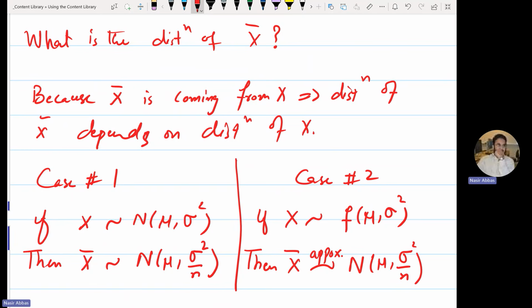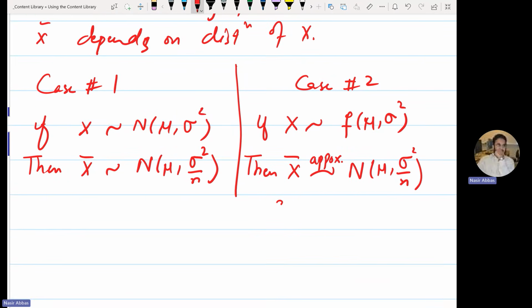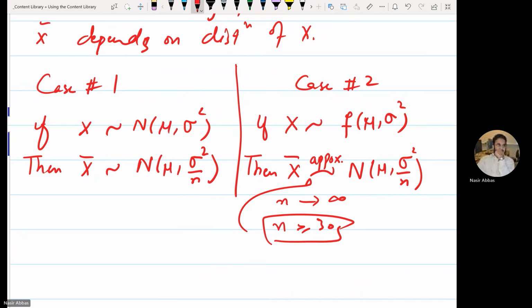We have a theorem in statistics, mathematically proven, that even then the distribution of X bar will be approximately normal. Even if X is not normal, the distribution of X bar will get closer and closer to normal when N gets larger and larger. And according to the experiments, we see that if N is greater than or equal to 30, this approximation works reasonably well. So 30 can be considered as a large number for the reference.